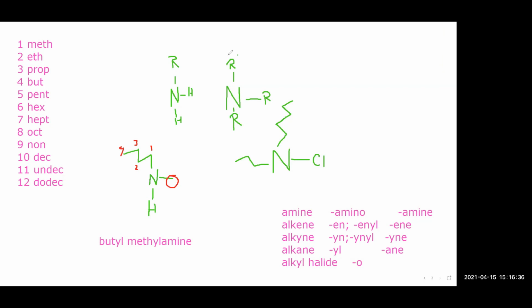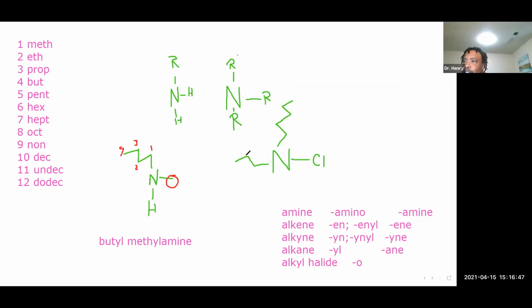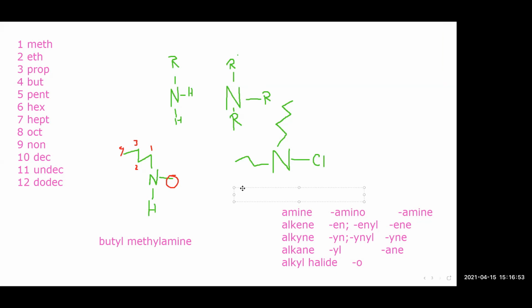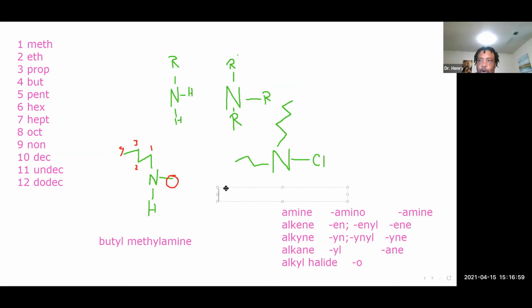Ooh. So for this one, would this be butyl chloro hexylamine? Okay, so you said that's 1, 2, 3 here. There's 3 carbons here. So not the propyl first then. So then you said chloro.